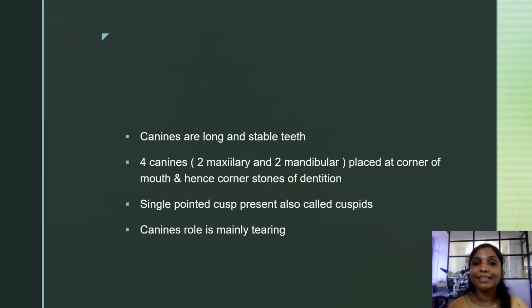Canines are the long and stable teeth. There are two maxillary and two mandibular canines placed at the corner of the mouth, hence called cornerstones of dentition. A single pointed cusp is present in the canines, hence they are called cuspids. The canine has a main role in mastication as tearing.